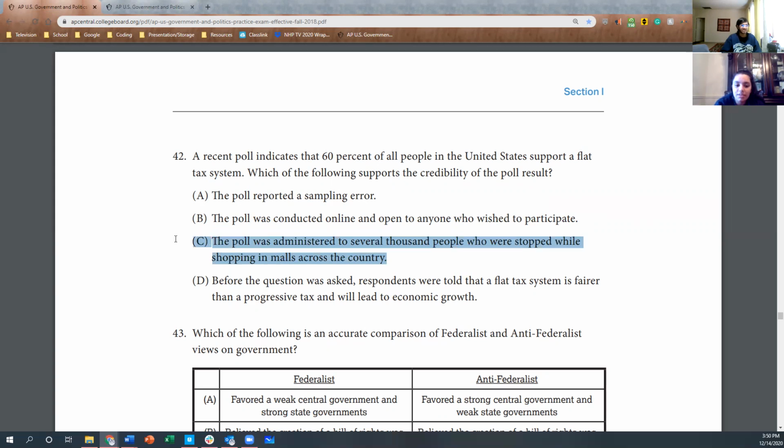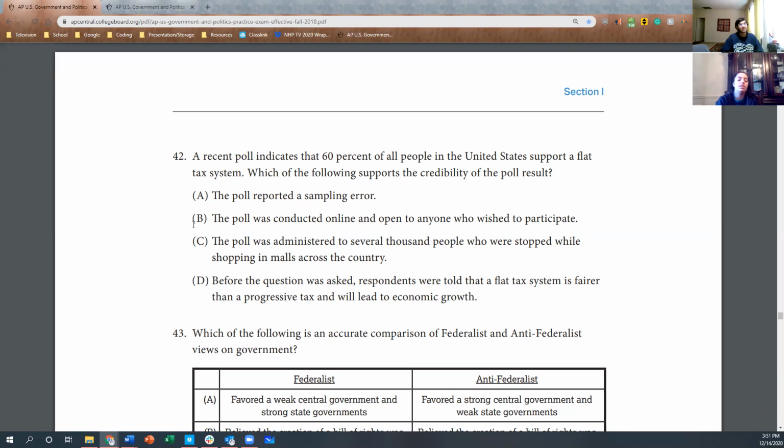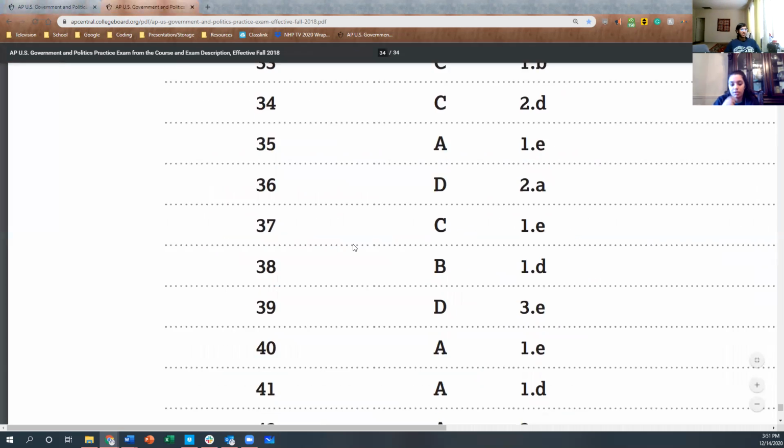That's a bad sample size, because there might be a correlation between people who go to malls and people who support taxes. And D is fair? No, obviously that's not fair, because you're telling people to think one way. Yeah. So it's either B or A. I think it's probably B, because the fact that it's open to anyone is more credible than if you go to a specific location and call. Or, I mean, okay. It's either B or A. I'm leaning towards B.